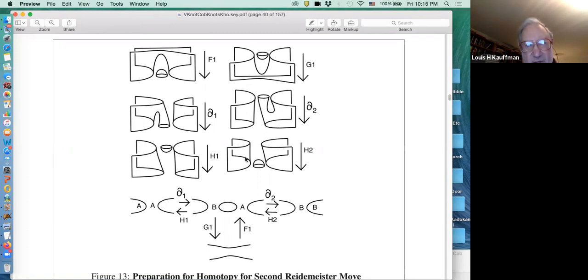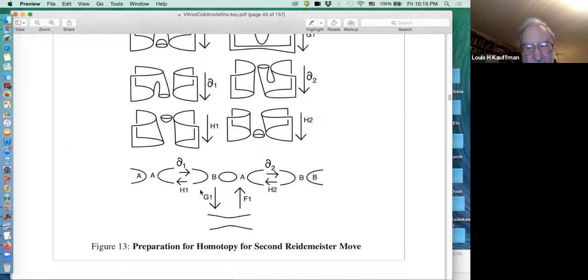And then we have the H1, here's our little bit of complex. The H1 wants to have a circle die, and it does. No saddle. And the H2 wants to have a circle born, no saddle.